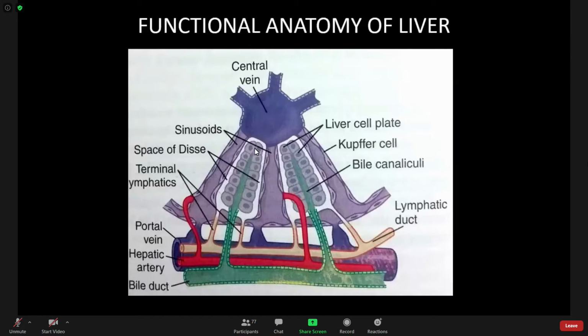And between these two liver cell plates is a bile canaliculi. In this bile canaliculi, bile is secreted from these hepatocytes and poured into the bile canaliculi. From the bile canaliculi, it opens into the bile duct in the fibrous septa of liver.